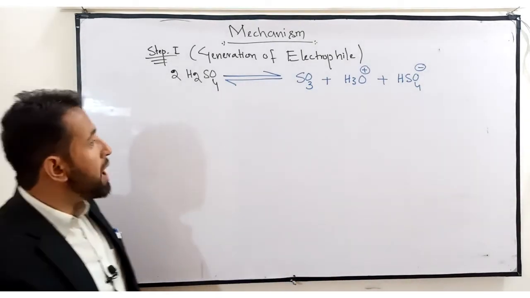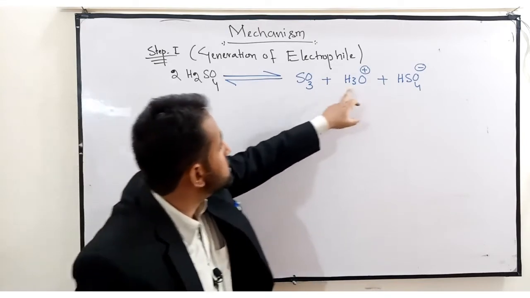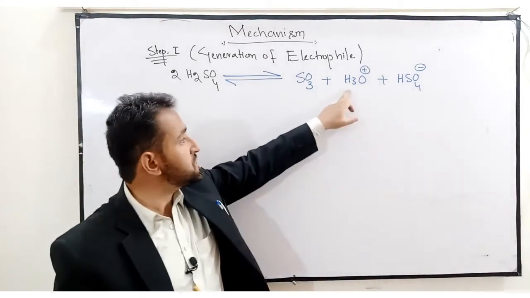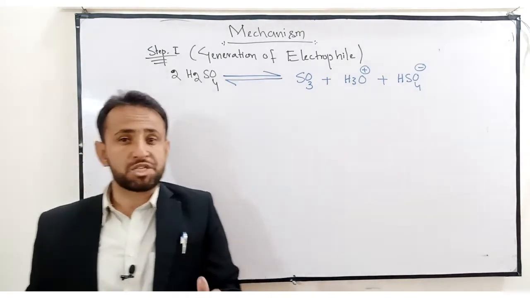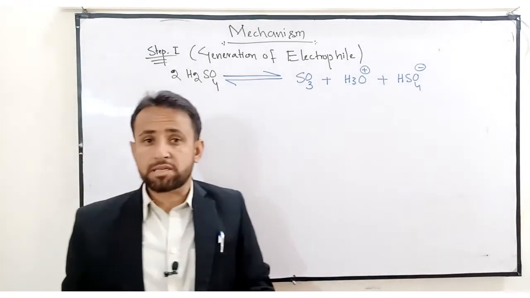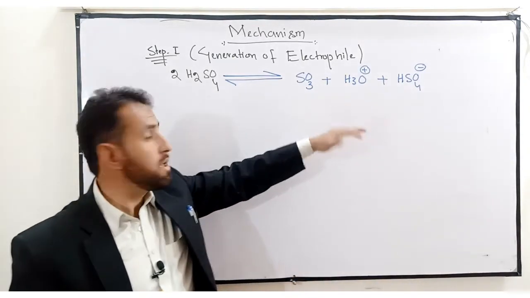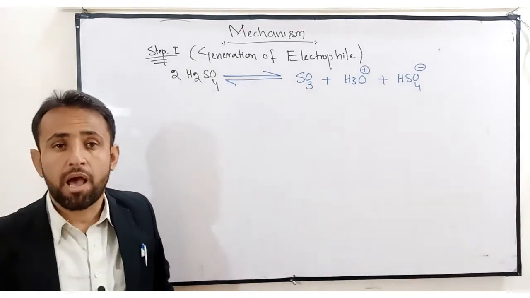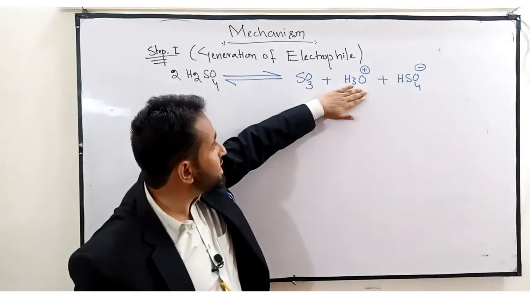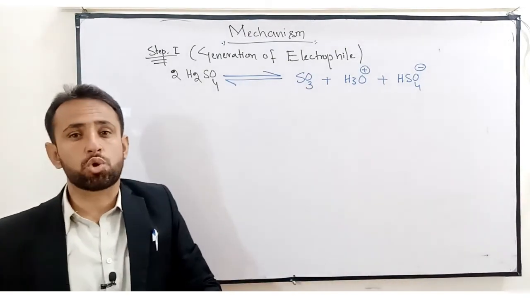Now, a question may arise in your mind: which one will be our electrophile among these? You may think that the hydronium ion is our electrophile because it carries a positive charge, and all positively charged atoms or groups are known as electrophiles, which is right, but not 100%. Our electrophile is not the hydronium ion in case of sulfonation, but sulfur trioxide is our electrophile. How is this our electrophile? Even though there is no positive charge on sulfur trioxide, and on the hydronium ion there is a positive charge, still the hydronium ion is not our electrophile, but this one, which looks like a neutral molecule, is our electrophile.